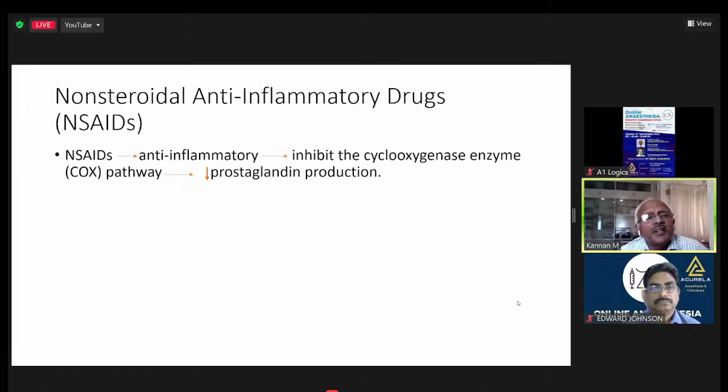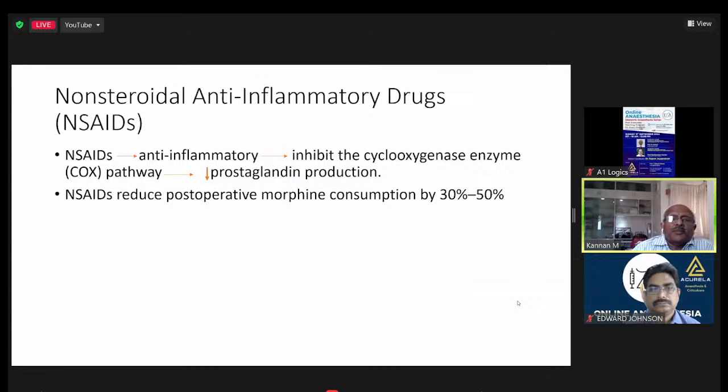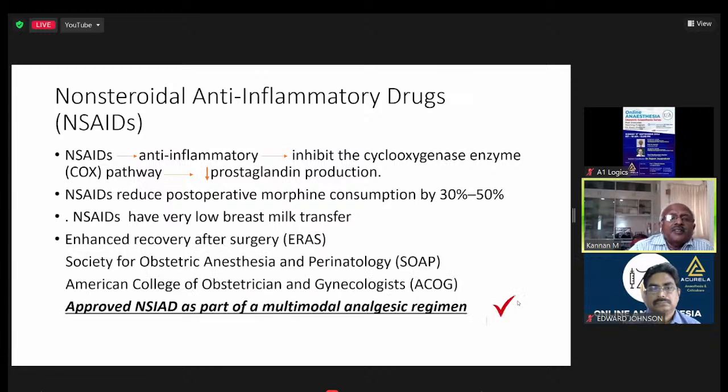Next group of drugs will be our non-steroidal anti-inflammatory drugs. They have been in the market in use for the past 20-25 years. We all know NSAIDs are anti-inflammatory, inhibit the cyclooxygenase enzyme system, and therefore decrease prostaglandin production. NSAIDs reduce postoperative morphine consumption by 30 to 50%, and a very small amount is transferred in the breast milk. And during the process of enhanced recovery, all these societies like the Society of Obstetric Anesthesia and Perinatology, American College of Obstetrics and Gynecology, ACOG, all approve NSAID use as a part of the multimodal analgesia system.